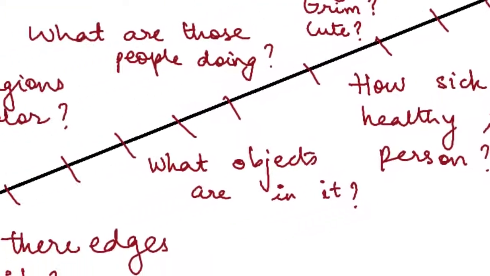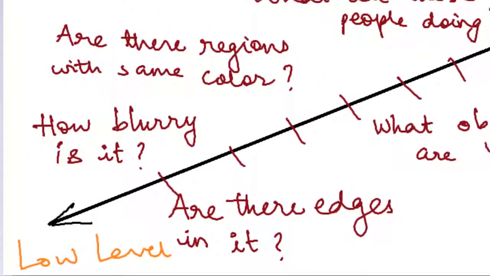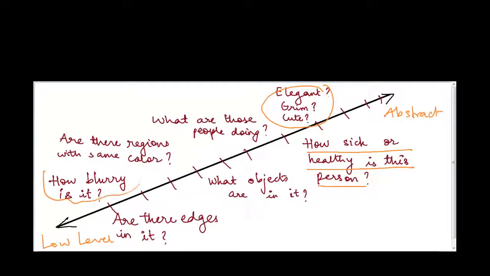Now, some of the basic thoughts would be like, how blurry is it? Are there any edges in it? Are there regions that are all the same color or texture? These are the basic things that come first. When you go higher and higher up the ladder, you would come to more abstract notions, and that is what we want to reach. In summary, image processing is an intelligent and concise description of images.